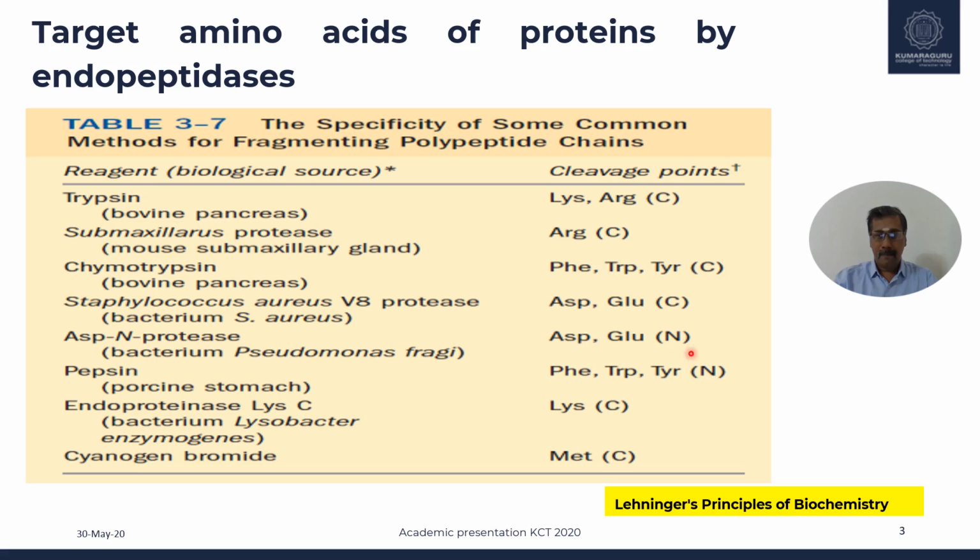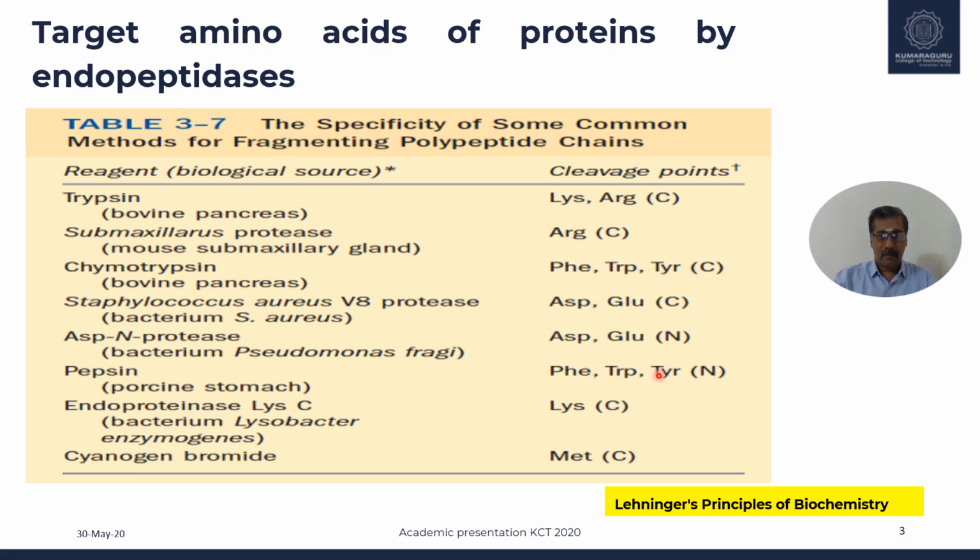If it is N, the amino group of CONH, the NH, the amino group should be contributed by either aspartate or glutamate. Now here you can see pepsin, an enzyme which is secreted by the gastric gland, targets phenylalanine, tryptophan, tyrosine, the same three amino acids which are targeted by your chymotrypsin. Whereas there is a slight difference. Your pepsin will target all three amino acids, but not from the C terminus side, from the N terminus side. That means the amino group should be contributed by either phenylalanine or tryptophan or tyrosine.